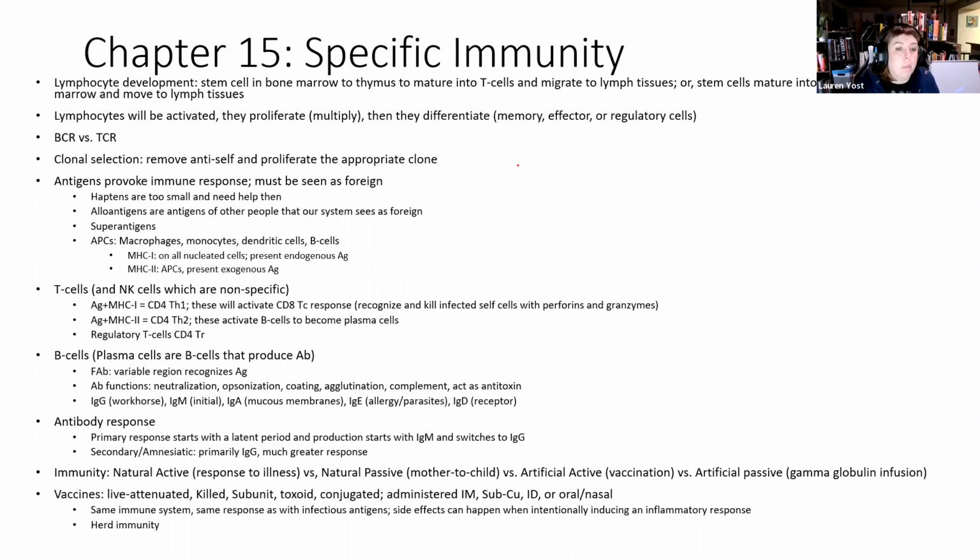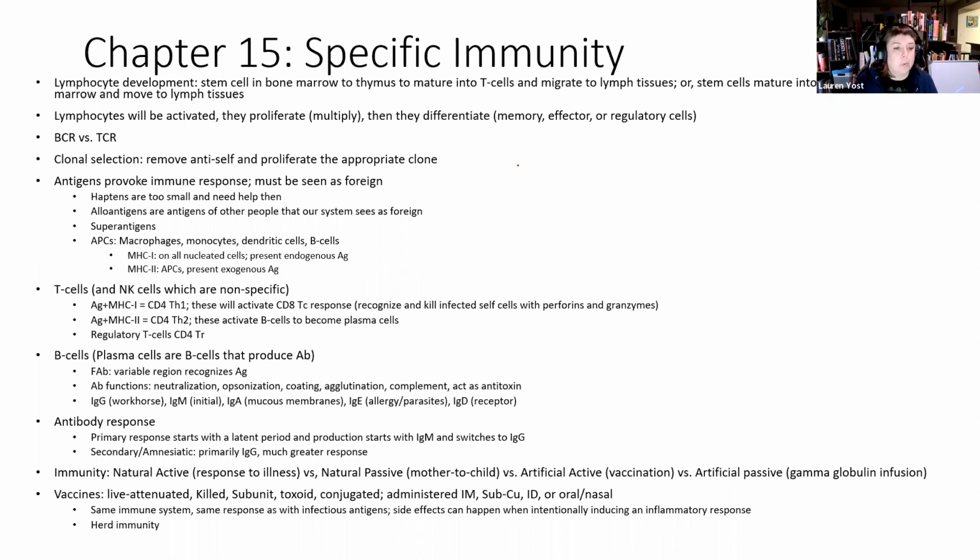Alloantigens are antigens of other people that our system sees as foreign. A lot of times that's MHC1 of the other person. Superantigens, these are things that super activate the immune system. This is often the case when we were talking about toxic shock syndrome, and a superantigen activation going on there. Overreaction of the immune system to a target.